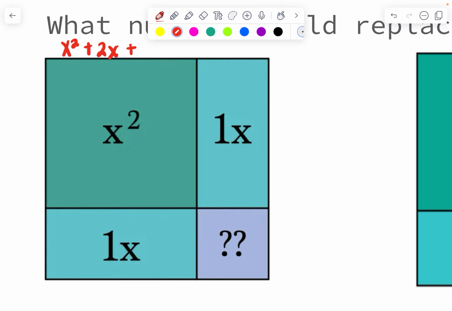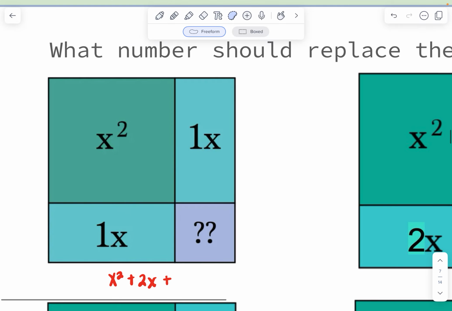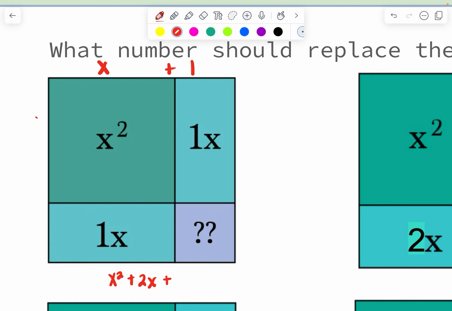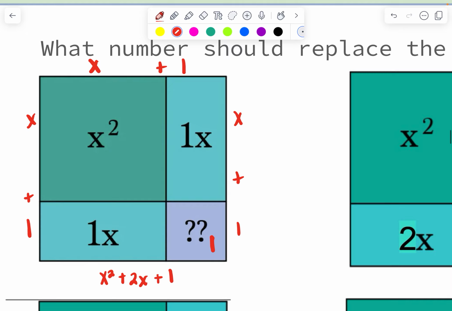Well, if we were looking at how we were multiplying binomials back in the day, we know this would be like x plus 1, x plus 1. So that's how we get the x squared, the 1x, the 1x, and that means that this question mark would have to be 1, because 1 times 1 is 1. So in this case, the question mark would be a 1.